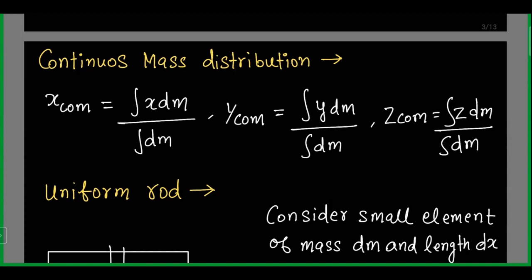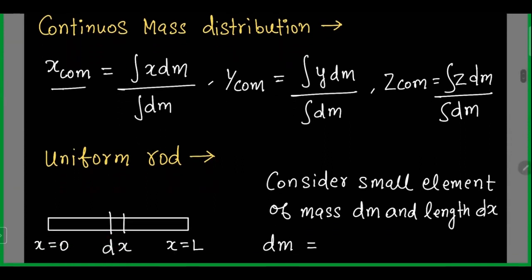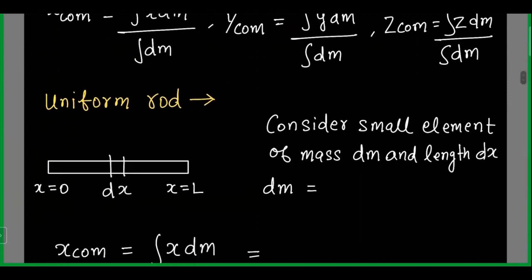The formula for center of mass is x_cm equals, now the summation will be replaced by an integral. So this formula is the integration of x dm divided by the integration of dm. Similarly, y_cm will be the integration of y dm divided by the integration of dm. And similarly for z center of mass. So using this formula, you can find the center of mass for a continuous mass distribution. Okay, so let's see with an example.